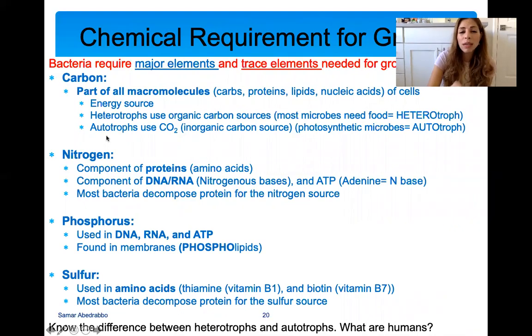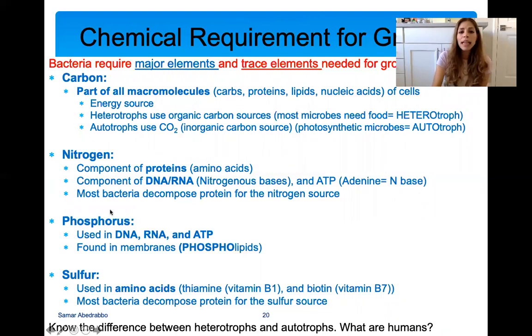Now, two terms I don't want to really focus on, but I want everyone to know the difference between a heterotroph and an autotroph. A heterotroph uses organic carbon sources. You have to provide it for it. You have to give it food. An autotroph can make its own food, so it uses carbon dioxide, which is an inorganic carbon source.